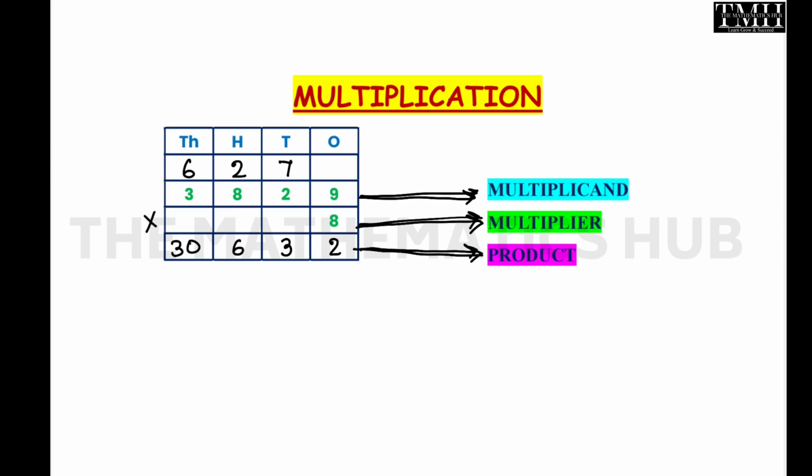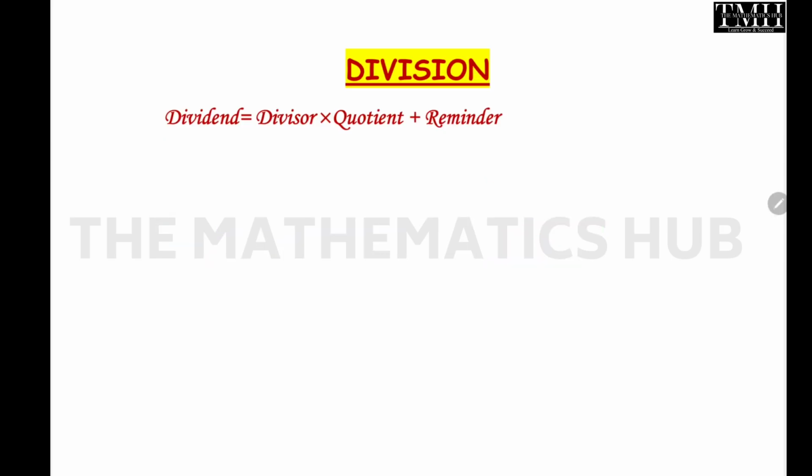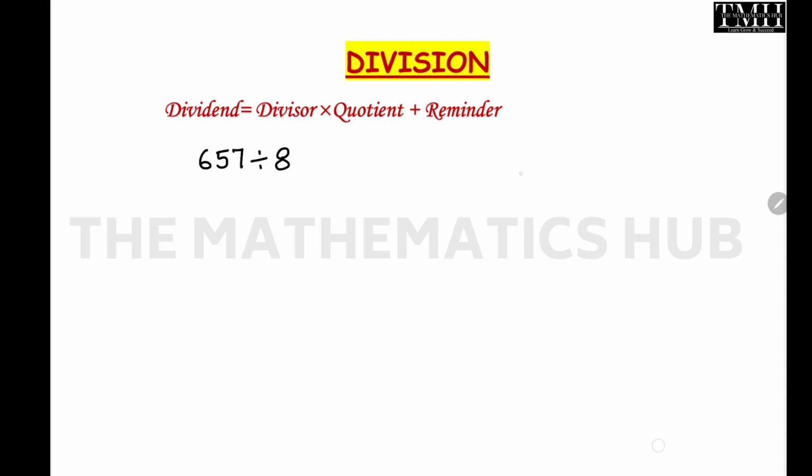Now let's proceed towards division. Viewers, now we are going to explain division. Let's take 657. Divide 657 by 8 and then we will verify or check our answer. Now here 8 is the divisor and 657 is known as the dividend. So we will write the numbers in this form: divisor and now dividend.